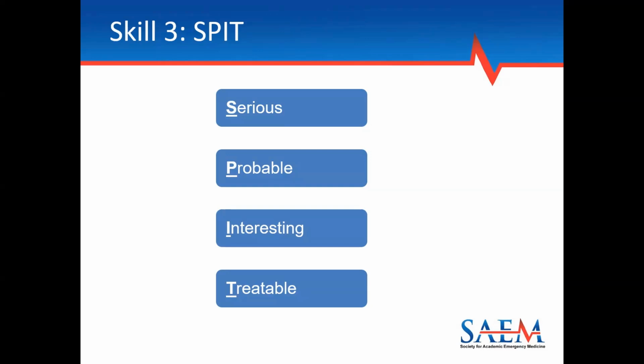And so when they present the case, you would ask them to give 1 to 2 diagnoses for each thing within each of these categories. So give me 1 to 2 things that would be serious, probable, interesting, or treatable based on the information that you obtained from the patient. You can further expand this by asking the learner about the history, exam, or diagnostic findings that made them think through these or would make the diagnosis more likely.